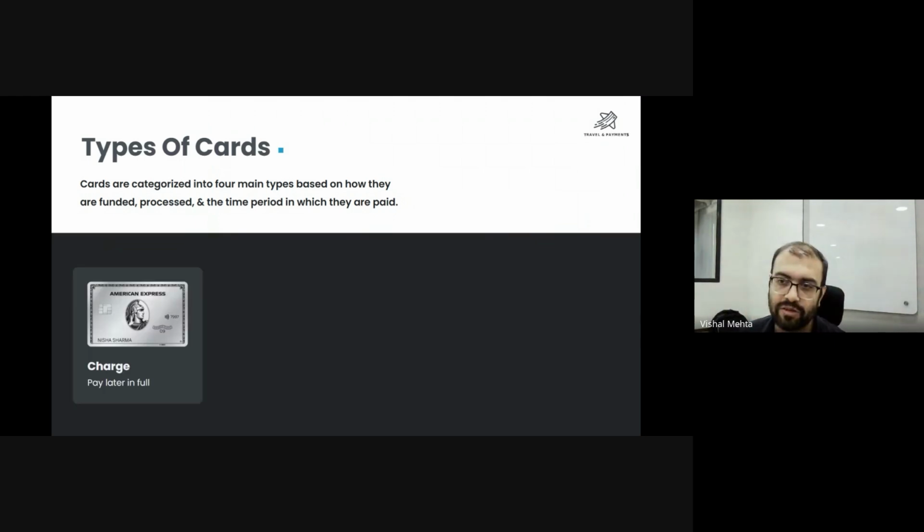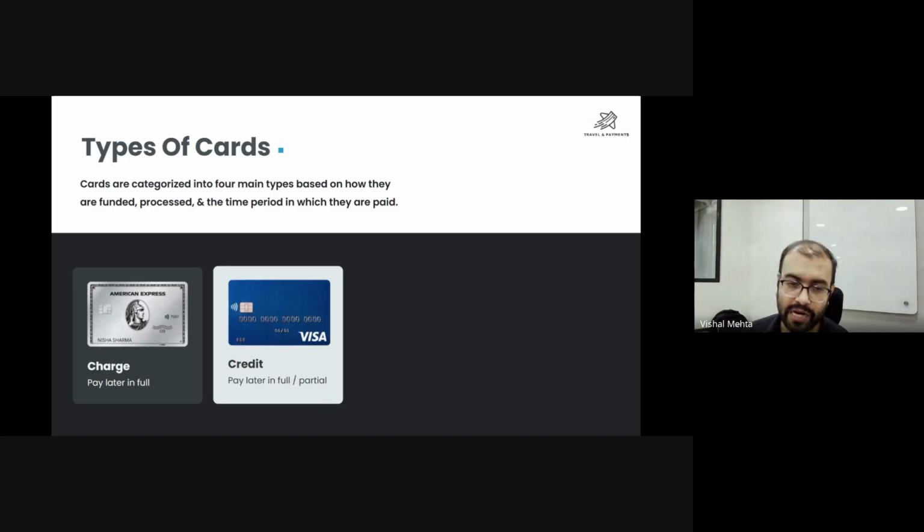A charge card. You may have an American Express card, especially a Platinum, which is typically a charge card. Even corporate cards are charge cards. Charge cards mean whatever you gather throughout your billing statement, you have to pay in full. Typically there's no option of delayed payment or carry-forward payment, which is what credit cards offer. In credit cards, you'll have a minimum payment value, which is, I would say, pay later in partial, or you can pay later in full.